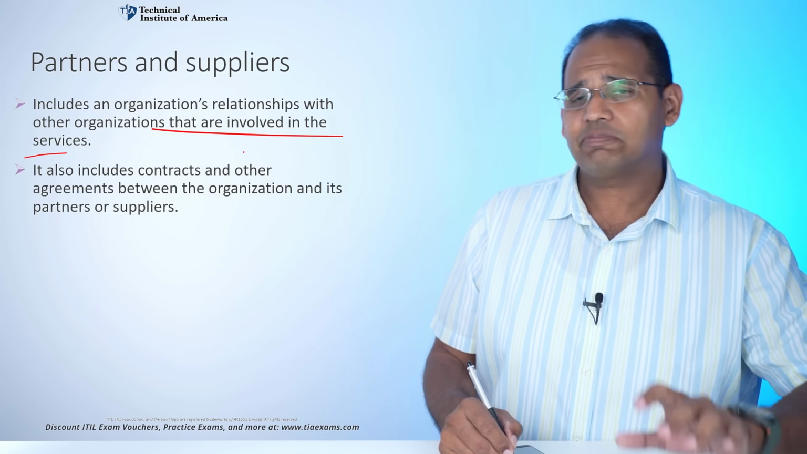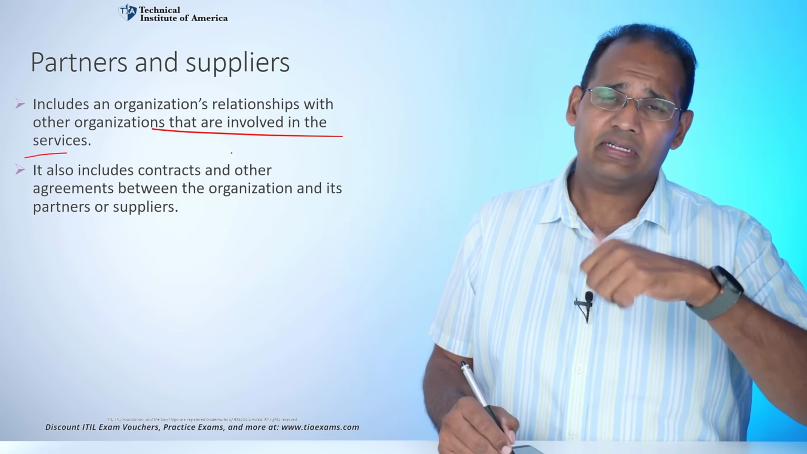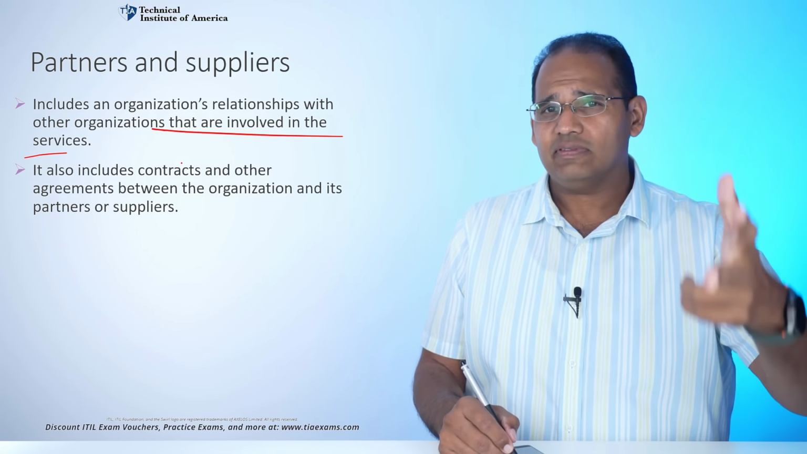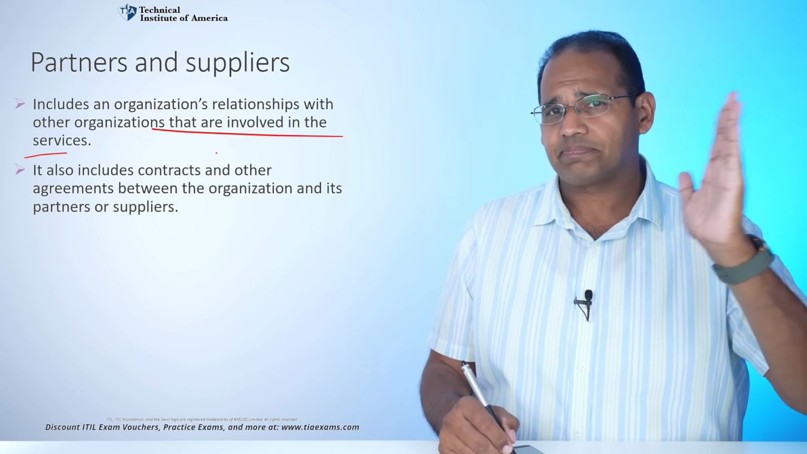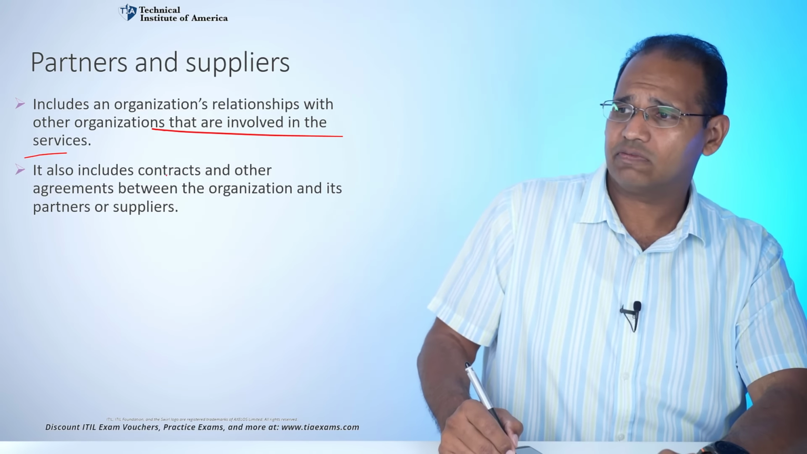Another thing here we have is partners and suppliers. This includes the organization's relationship with other companies. I'm not going to spend too long on this because this is easy to understand. Partners and suppliers are going to be all of your Dell and Microsoft and AWS and Google and Apple and whoever more you use to purchase your equipment and services from.